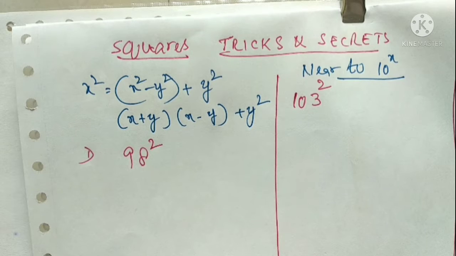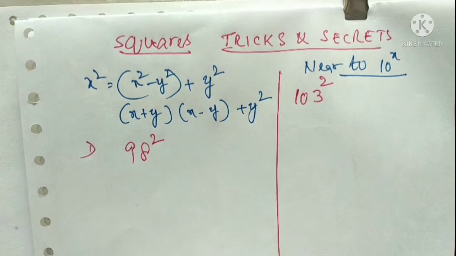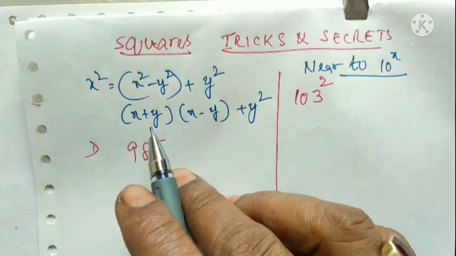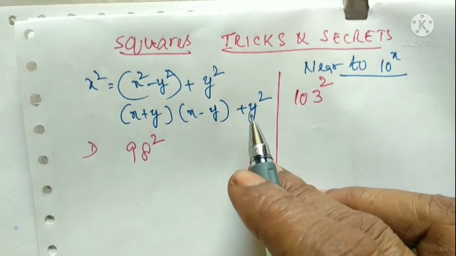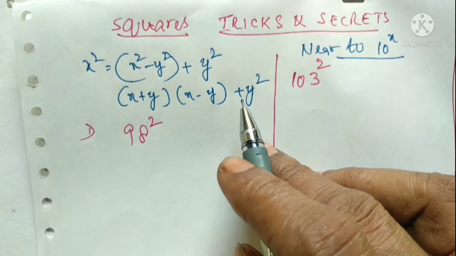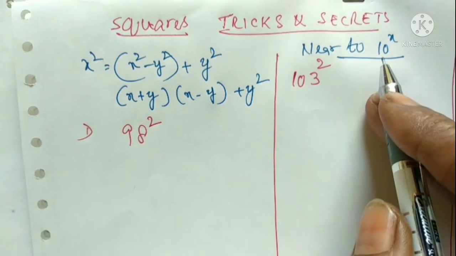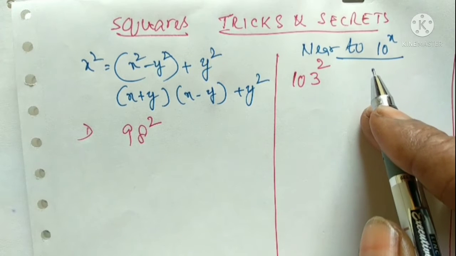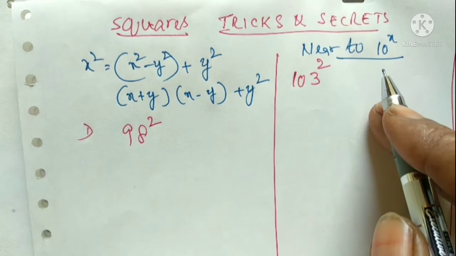Dear students, in the last two classes, we learned about some of the squares, their tricks and their secrets. And in today's class also, we learn some more tricks. In the last session itself, we know x square is equal to (x plus y) into (x minus y) plus y square. So this formula we are using for finding the squares of a number which is near to 10 to the power x. Near to 10 to the power x means it may be 10 or 100 or 1000.